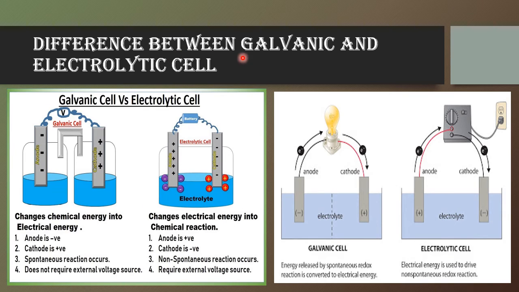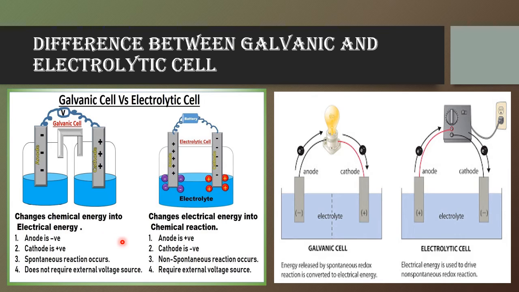Now let's check out the difference between the galvanic and electrolytic cell. We have already discussed their principle: the electrolytic cell uses electric energy and converts it into chemical energy, and the galvanic cell uses chemical energy and converts it into electric energy. The other difference is that in a galvanic cell the anode is negative and the cathode is positive, and in an electrolytic cell the anode is positive and the cathode is negative.